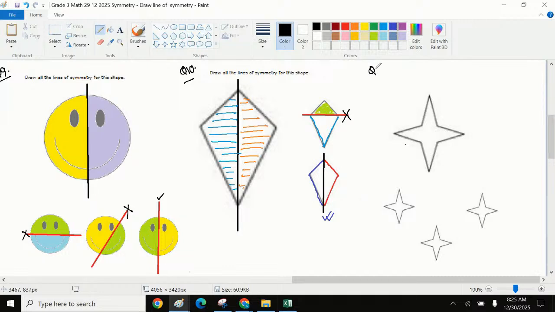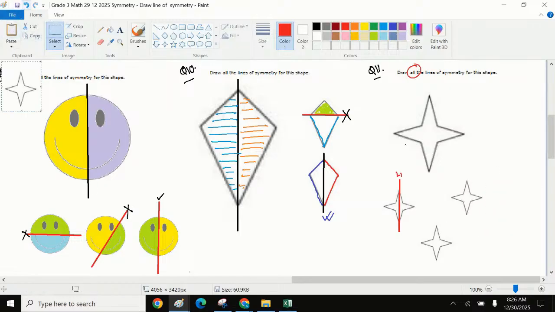Question number 11 says, draw all the lines of symmetry. If it's saying draw all, that means we need to draw all possible lines of symmetry, right? But the simpler ones. Can I say a vertical line is the line of symmetry? This is line number 1, right? Or can I say, we pick this up, make a copy.